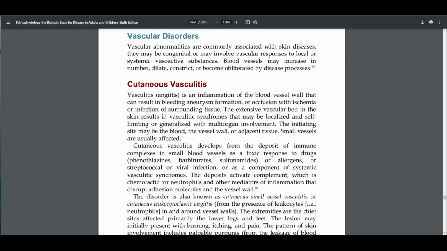Vascular disorders. Vascular abnormalities are commonly associated with skin diseases. They may be congenital or may involve vascular responses to local or systemic vasoactive substances. Blood vessels may increase in number, dilate, constrict, or become obliterated by disease processes.